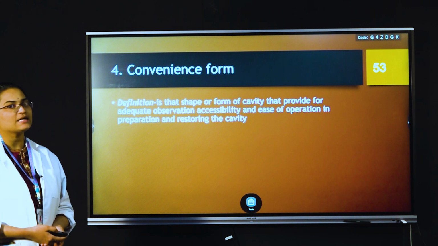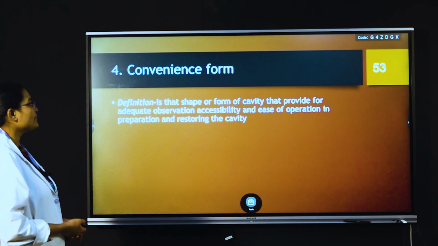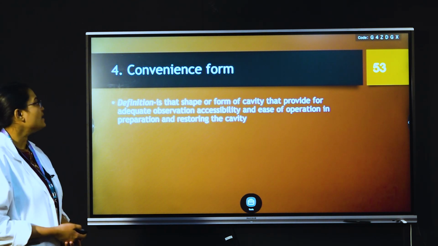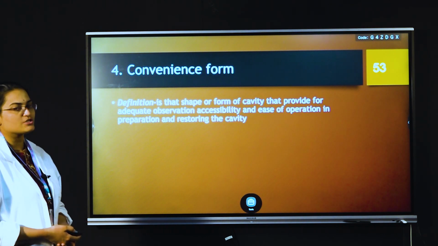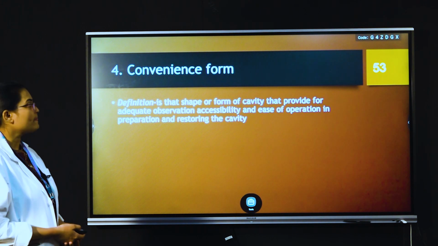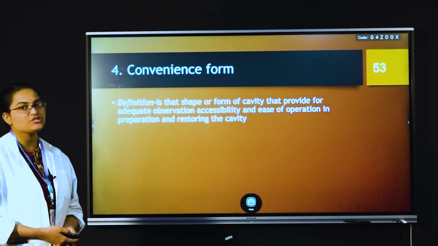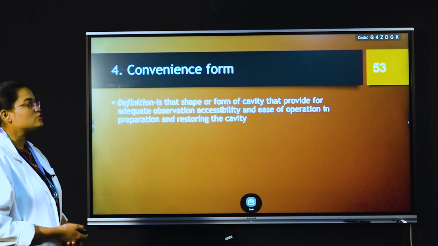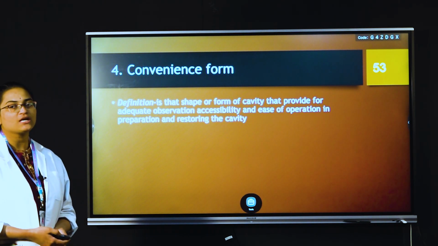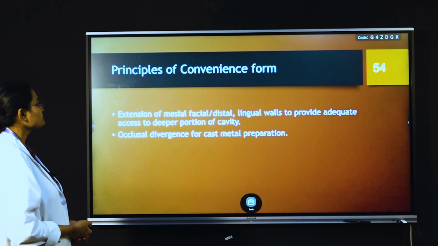Coming to the fourth point, the convenience form. It is that shape and form of the cavity that provides for adequate observation, accessibility, and ease of operation in the preparation and also the restoring of the cavity. This convenience form can also be checked using the PFI, the plastic filling instrument. The condenser point needs to be inserted into the cavity and checked for the convenience form of the cavity.